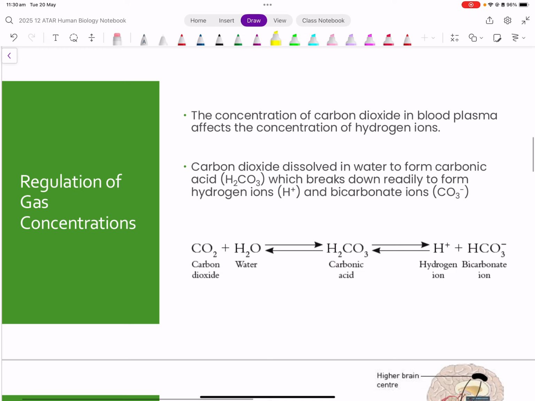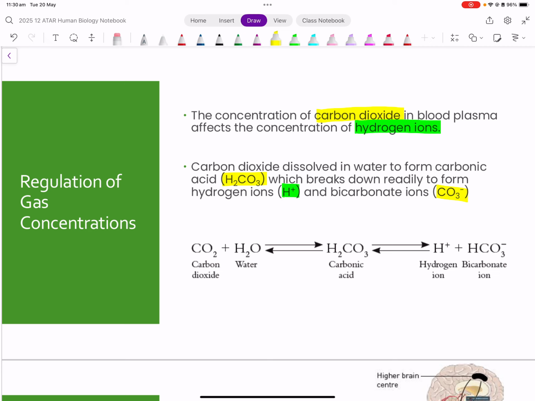So, when we talk about the concentrations of gases, the most important gas in your body, funnily enough, is carbon dioxide, in terms of controlling how quickly and how deeply you breathe. Now, carbon dioxide is found in a couple of different ways, but what it does is it's dissolved in blood plasma commonly, and what it'll affect is something else which becomes very important, the concentration of hydrogen ions. So when carbon dioxide dissolves in water, aka blood plasma, it forms carbonic acid, and when this breaks down, it forms both hydrogen ions and bicarbonate ions.